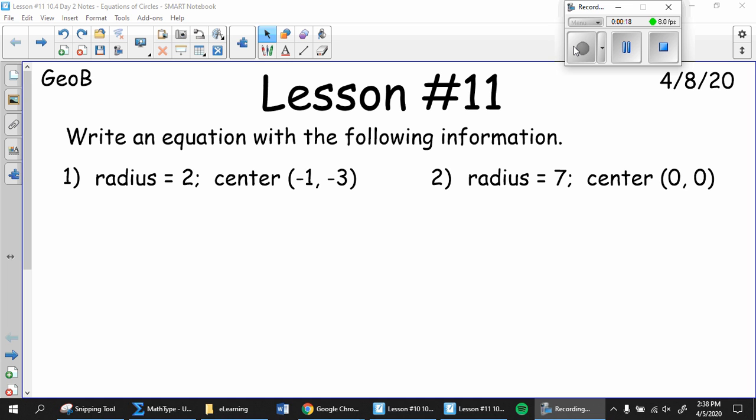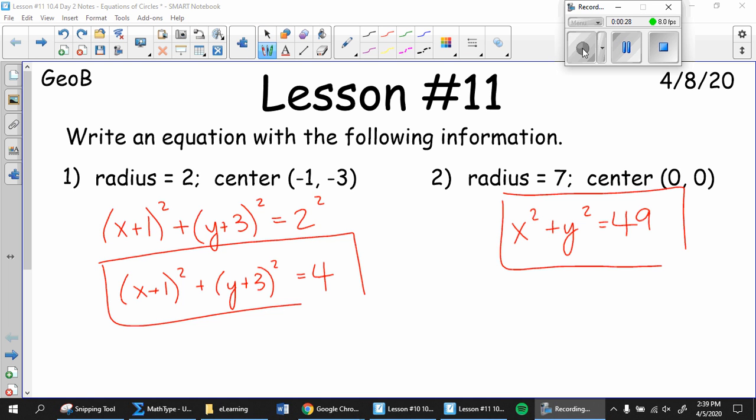So I want you to start by pausing the video, do these two examples here. Once you're done with those two examples, unpause the video and we'll continue on from there. All right, here's your two answers. Go ahead and check those and we will move on.